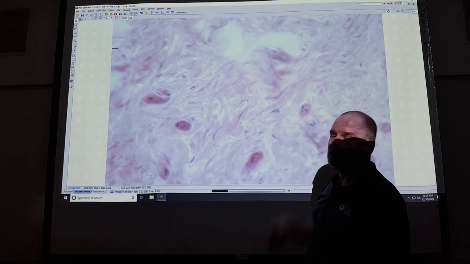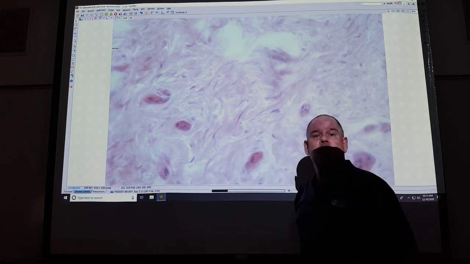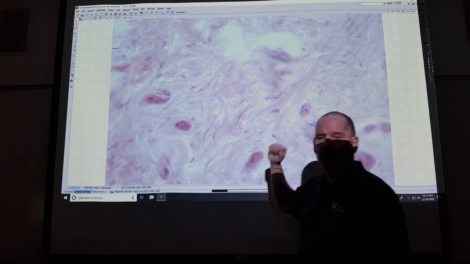This tissue in the dermis of your skin is specifically good at resisting stress from many different directions. So again, dense, irregular connective tissue.